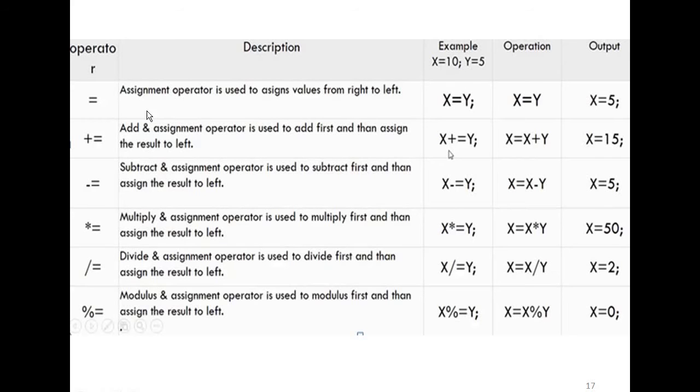Assignment operators, it's an important operator in Java. Here you are assigning a value x = 5. That means 5 is being assigned to x. In this particular operator, you have x += y. This means that x = x + y.